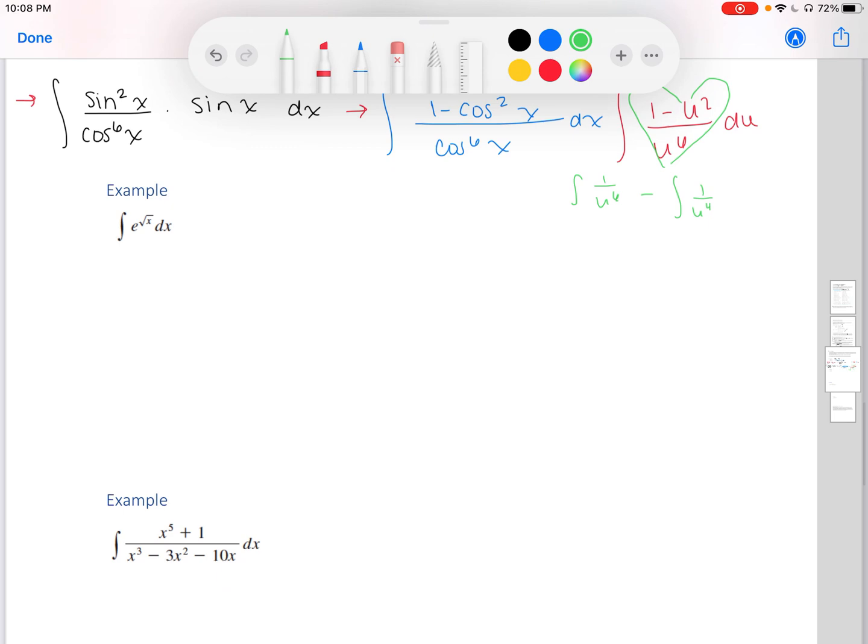Our next example, we see that we have a function within a function. So here it might be ideal to use integration by parts.